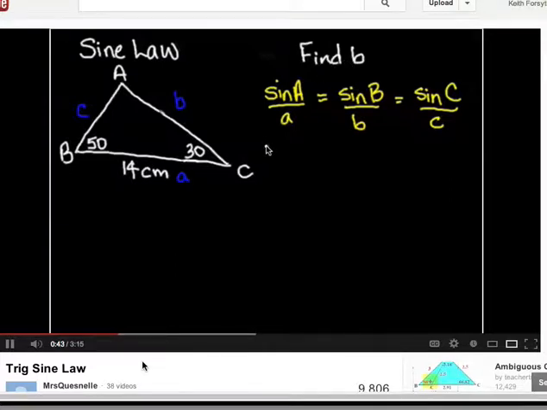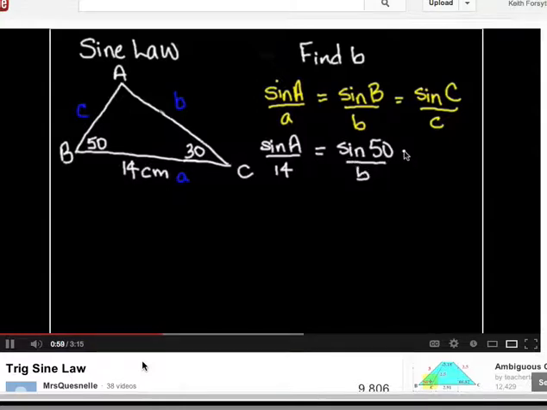So really the first step is just to substitute all the information that you have in the triangle into your equation. So you can see that I know angle B is 50, so I can substitute that in, but I don't know side B. And angle C I know to be 30 degrees, but I don't know the side of it. Now to use the sine law formula, I need to have one of these fractions all filled in with the information both on the top and the bottom. And you can see that that hasn't happened here.